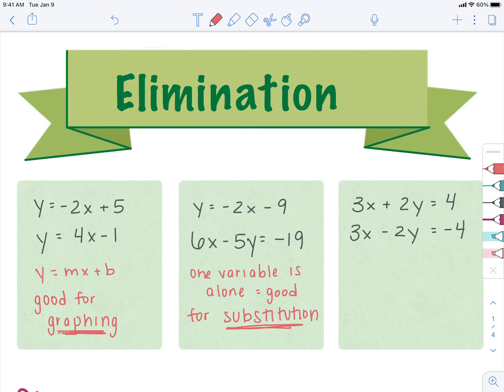Now, if you look at that last one, x and y are both on the same side for both equations. And we even see that our x's have the same coefficients, our y's have opposite coefficients, the same number, just opposite signs. Those are our situations where elimination works out the best because we're going to be able to eliminate a variable right off the bat when we add those equations together. So when we have x and y on the same side and they have very similar coefficients, that's when we want to use elimination.